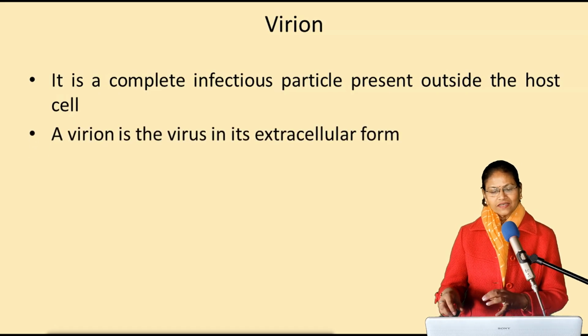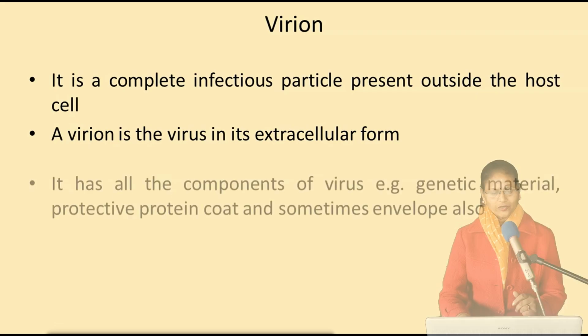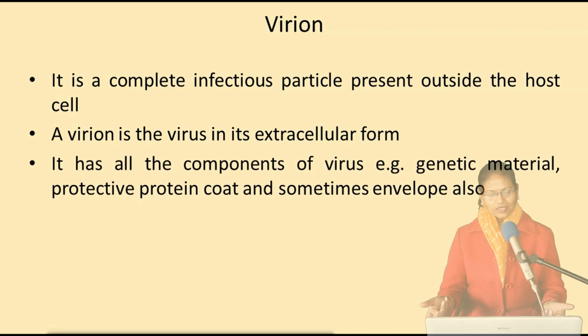And a virion is a virus in its extracellular form. That means when the host cell is not present, it is in extracellular form, and then this virus can be called a virion. And it has all the components of the virus. For example, the genetic material is there, DNA or RNA, then the protein coat is also there.